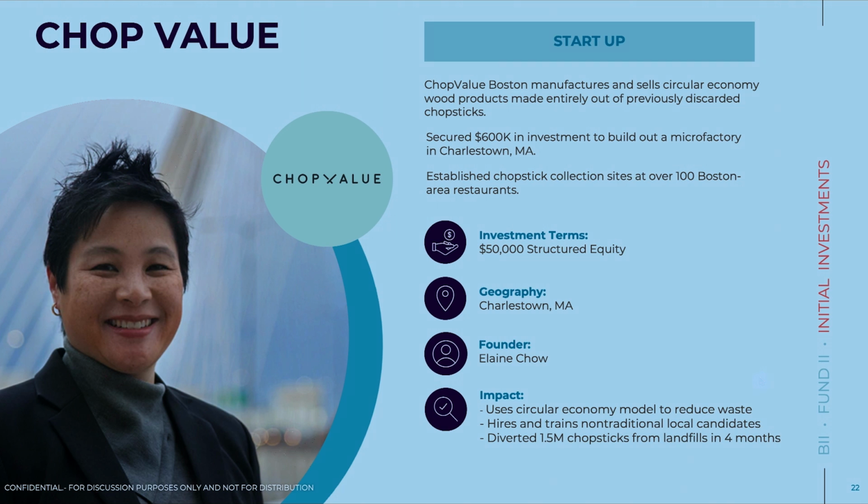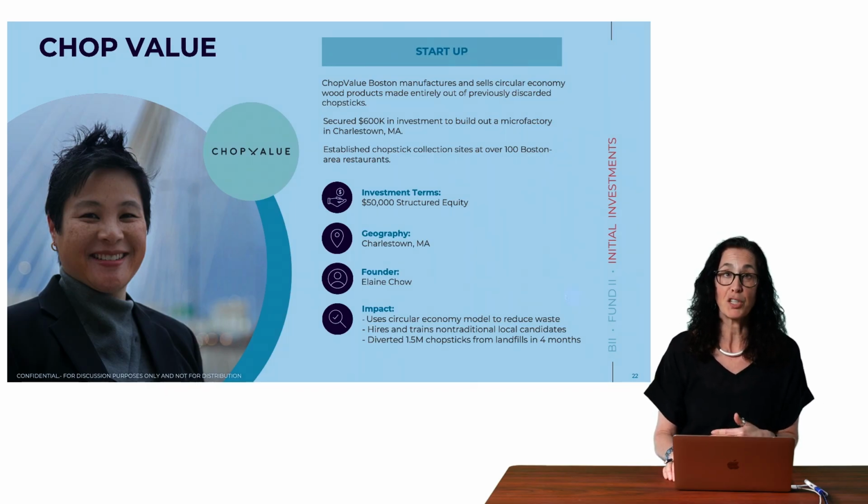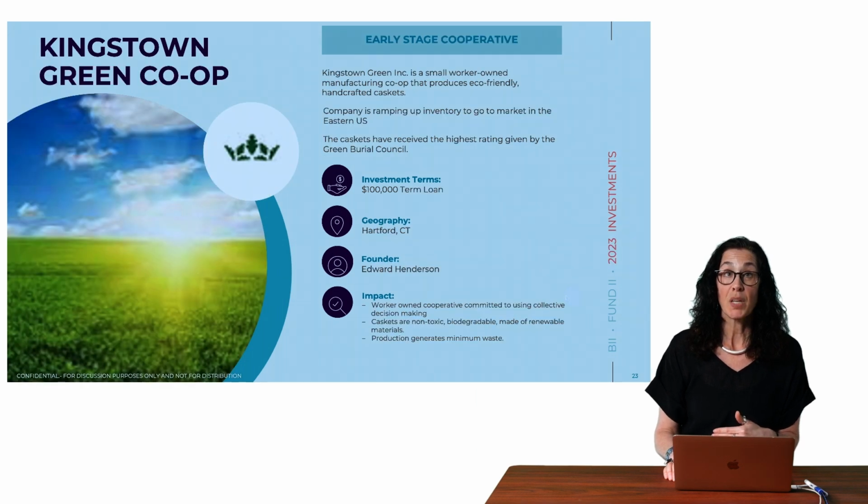And so this was a $50,000 structured equity investment. And this impact has a lot to do, if you go back to the investment criteria, we're saying it really focuses on that climate resilience piece by having a circular economy model, reducing waste. It really focuses on opportunity by hiring and training non-traditional job applicants, right? So people coming out of the criminal justice system, for example. And you have equitable ownership as well. So you might want to highlight a few of the impact criteria for each one. That's a startup. Here's a different business.